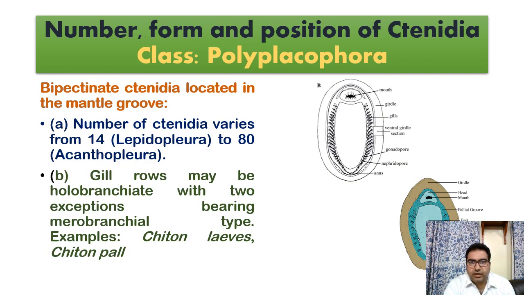If we talk about the class Polyplacophora, the bipectinate ctenidia are located in the mantle groove. The number of ctenidia varies from 14 to 80, as in the case of Acanthopleura. The gill rows may be holobranchiate, or holobranchiate with 2 exceptions bearing the merobranchial type, as in Chiton laevis. They may be holobranchiate or they may be merobranchiate.